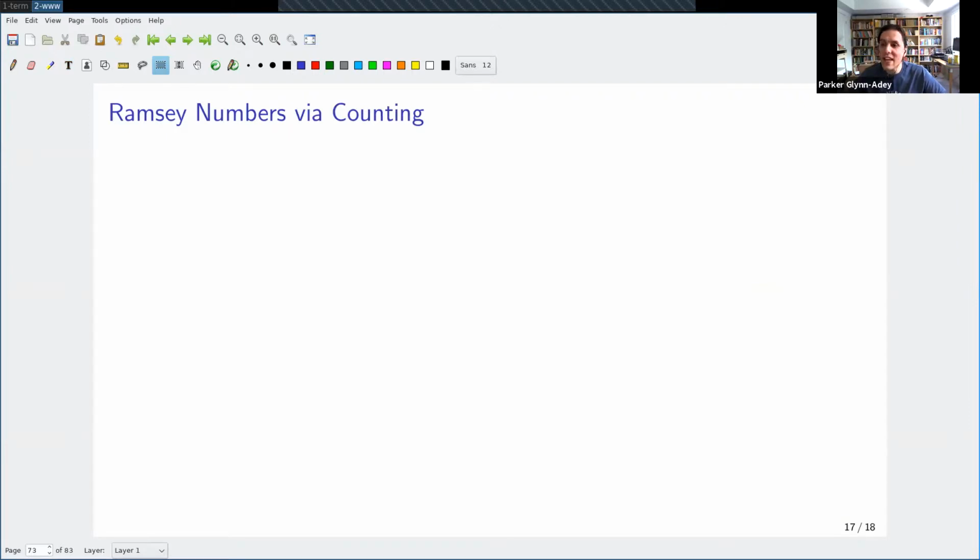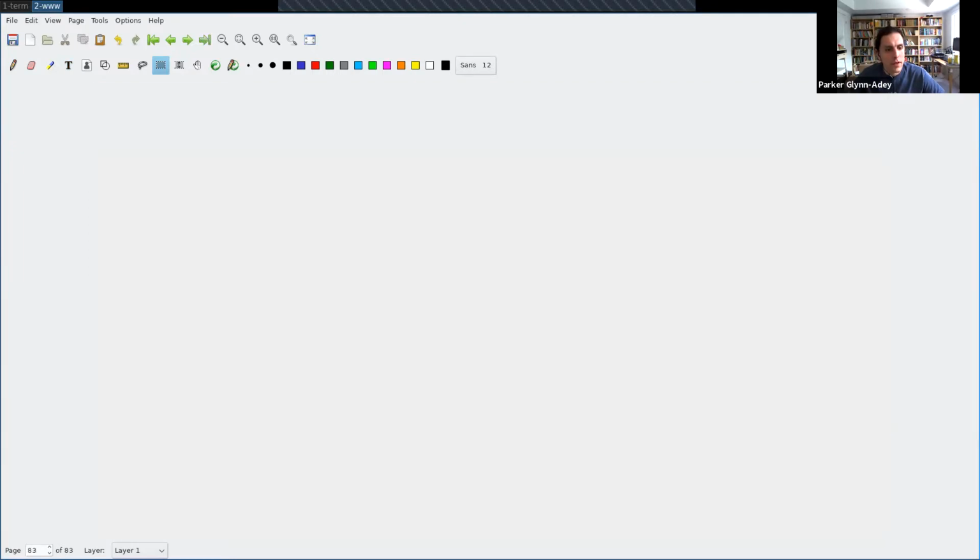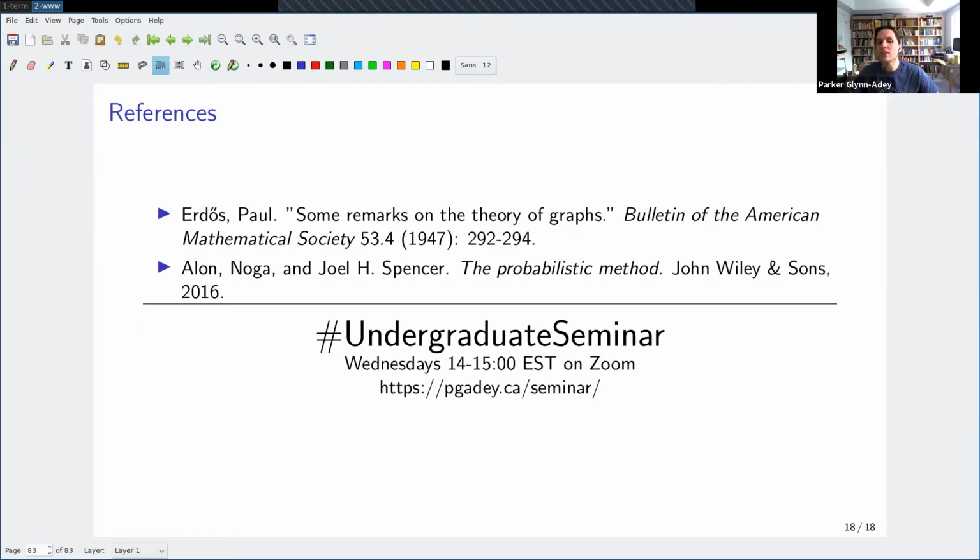So there's a way to get at this via counting. I'm going to leave this in the slides. There's a nice direct Math 202 way to do this by counting. But I want to just say where this stuff comes from.